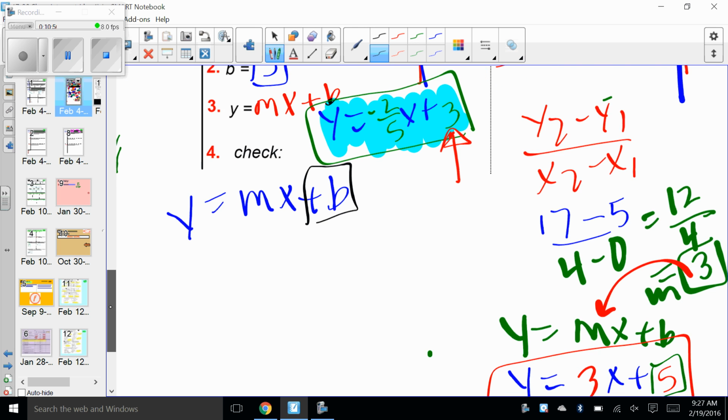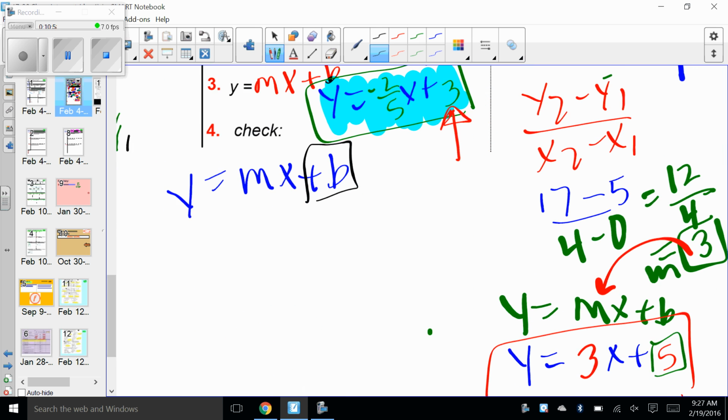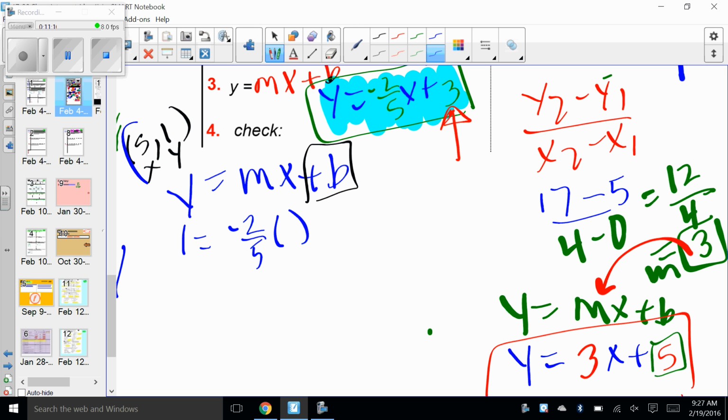So you could say, well, I know a coordinate. I can pick one of these. Let's pick this one, (5, 1). I'll rewrite it down here so I don't have to keep scrolling up and down. The y value is 1. The slope I found in this problem was negative 2/5. And the x value right here is 5.